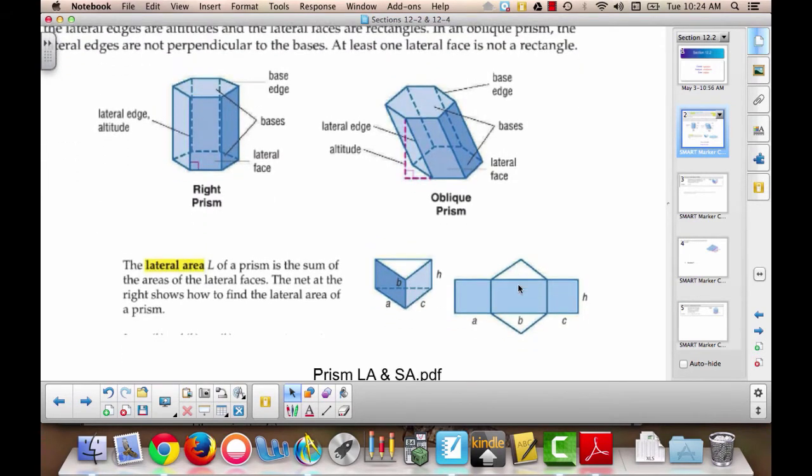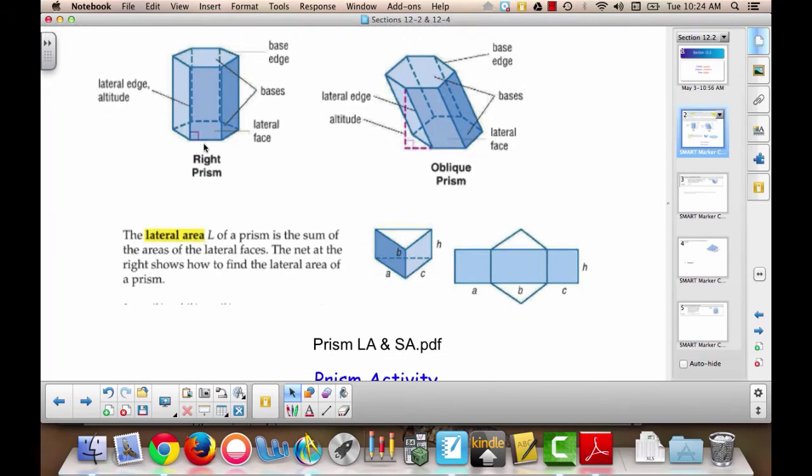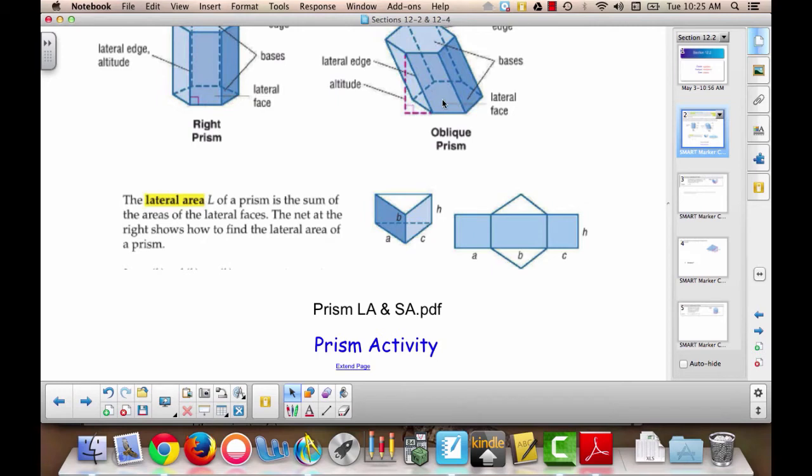Lateral area is the area of those rectangle or parallelogram faces all added together. They do not include the area of the bases. Surface area is the area of all the faces of the polyhedron: all the lateral area plus the area of the two bases. Notice that the rectangle or parallelogram faces do not have to be congruent, so keep that in mind when you're doing the activity.